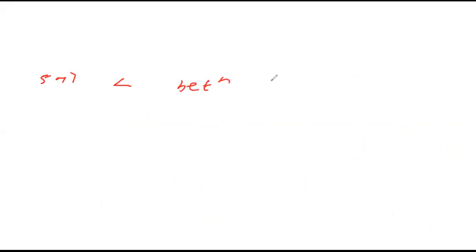Angle between A bar cross B bar and B bar cross A bar is equal to.